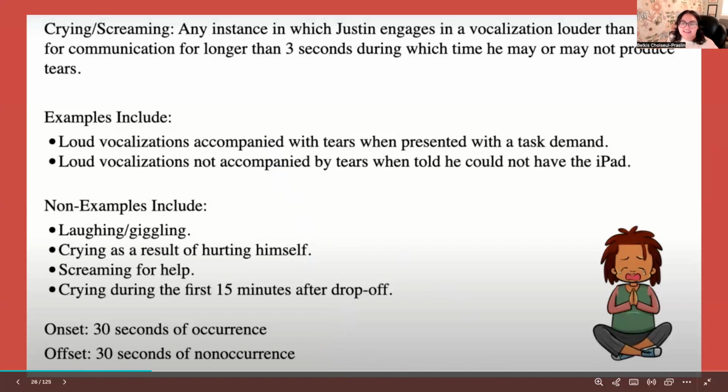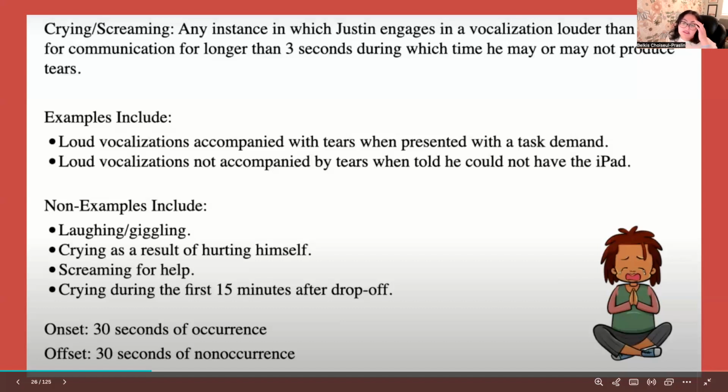The onset and offset guidelines tell us when to start and stop recording the behavior. The onset of the behavior is defined as 30 seconds of the occurrence. And so we begin tracking once the behavior has lasted for 30 seconds. So we have a little timer for 30 seconds. Now we can tally mark that the behavior is happening. The offset is defined as 30 seconds of non-occurrence. And that means we stop tracking that behavior after it's been done with. You don't see it occurring anymore for at least 30 seconds.